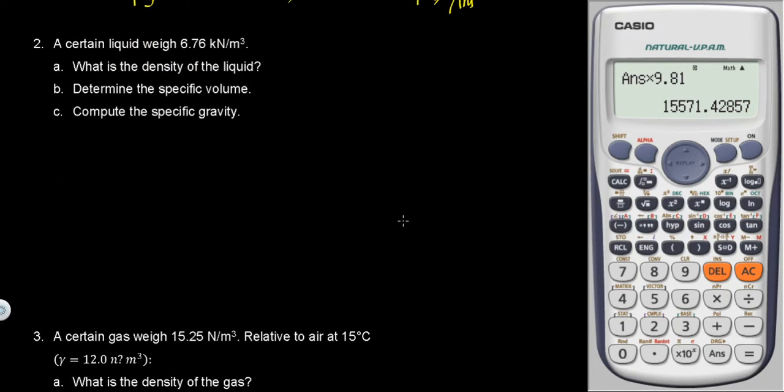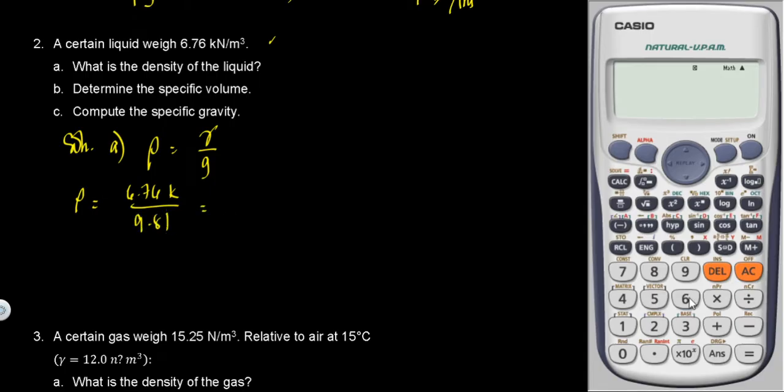A certain liquid weighs 6.76 kilonewton per cubic meter. What is the density of the liquid? Determine the specific volume. Compute the specific gravity. So solution, we have to compute for the density given the specific weight. We have gamma, the specific weight, over G. So rho is equal to 6.76 K over G, 9.81. So we have 6.76 times 10 raised to 3 divided by 9.81.